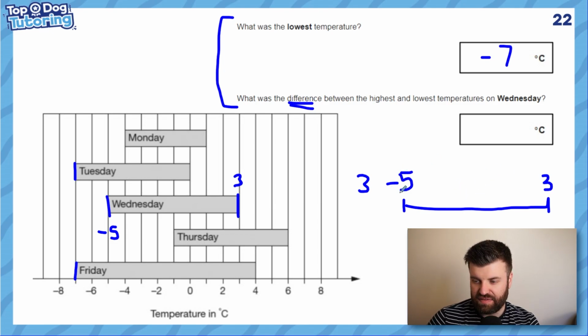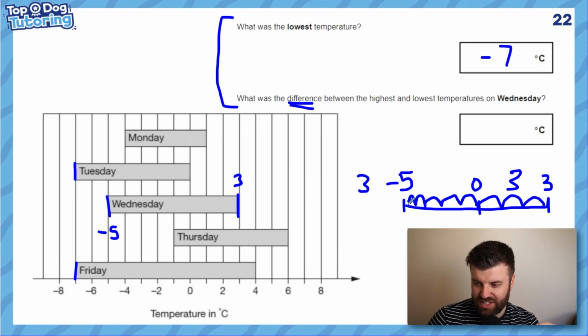So 3 and -5 is already labelled here. We want to know what the difference is between -5 and 3. In other words, how many jumps do we have to make to go from -5 up to 3? Well, if this is 0 in the middle, we have 3 jumps to get to 0, obviously, so that's 3. And we have 5 jumps to get to -5. So it's going to be another 5 jumps. Altogether, 5 jumps plus 3 jumps, that's a difference of 8 degrees C.